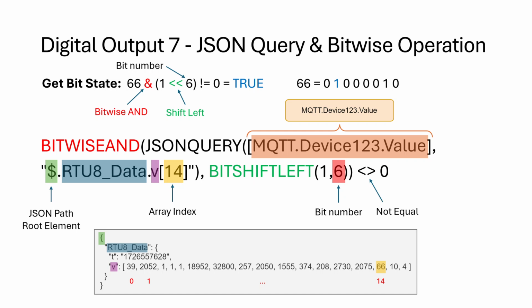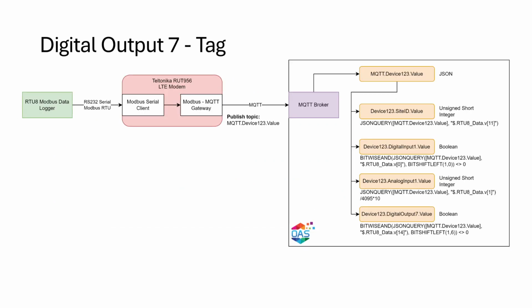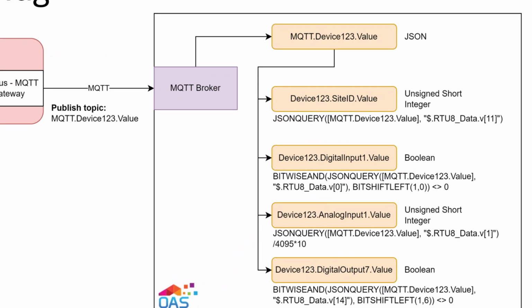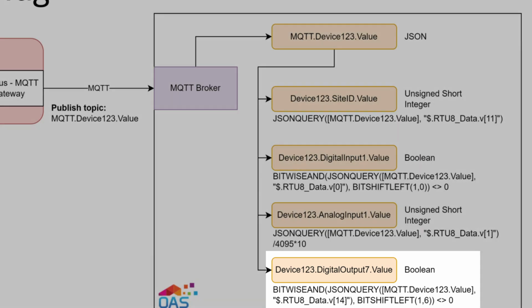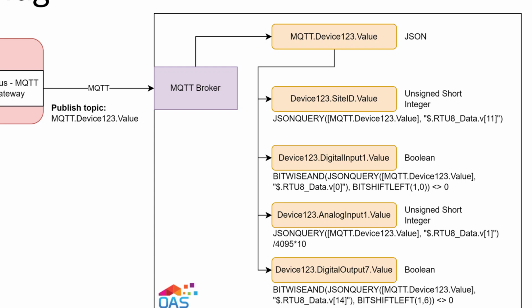So now we can do the bitwise operations to test bit number 6, which is the 7th bit. And just remember that the bit starts at position 0. And finally, we can create a Boolean tag for this digital output number 7. Alright, so we've got a few tags here with all of the values extracted. The neat thing is we didn't have to write any code to do this, and we can use the OAS calculation functions to extract these values.